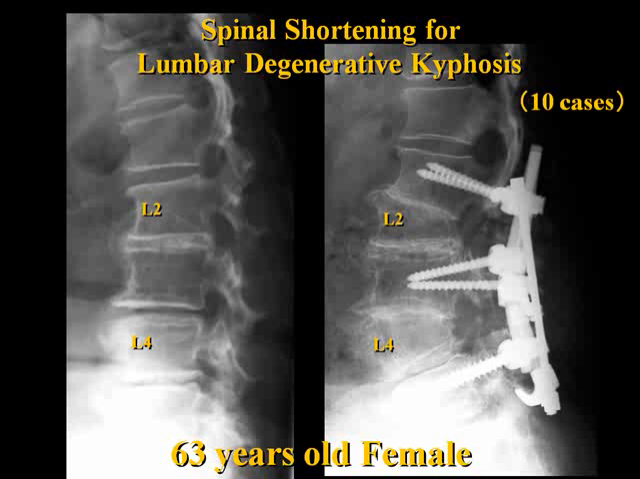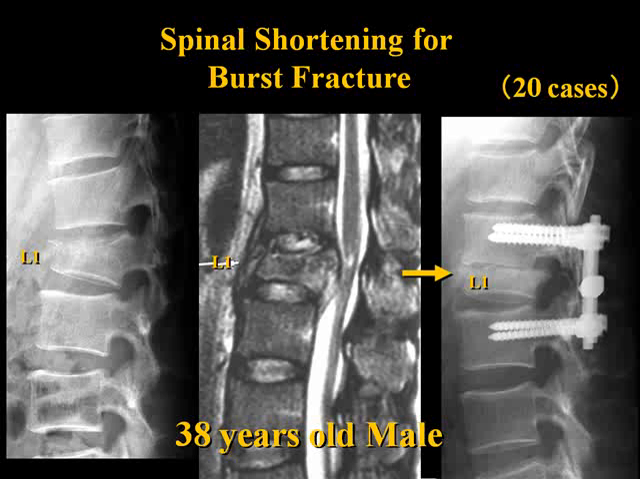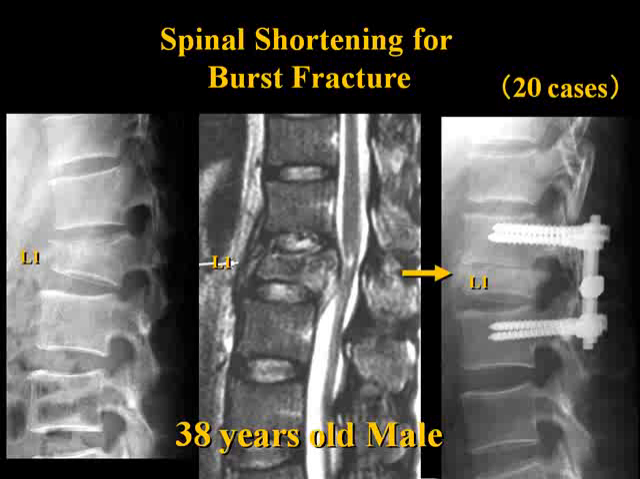Emeritus Professor Kokubun of Tohoku University has developed the new method of surgery of spinal shortening for lumbar degenerative kyphosis. We did it in 10 cases. We also performed the spinal shortening for burst fractures in 20 cases. This slide is showing the X-rays and MRI before and after surgery of a case of a 38 years old male.